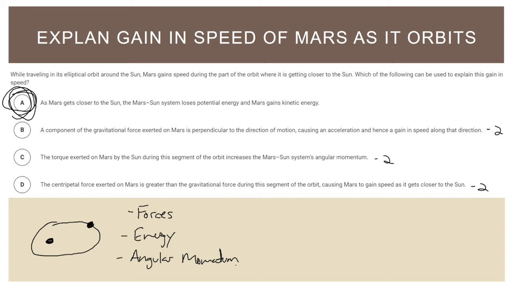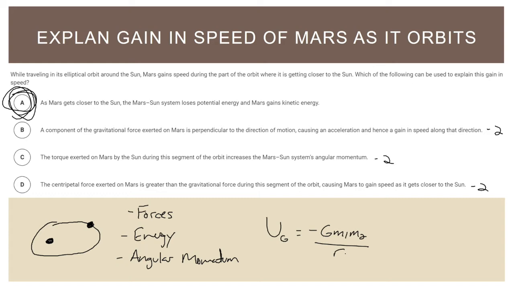So A is correct because it says, as Mars gets closer to the sun, the Mars-Sun system loses potential energy and Mars gains kinetic energy. Notice this is talking about a basic conservation of energy scheme. It is true for planetary systems that the best way to describe conservation of energy is this equation. You don't have to think of it this way because this way is a little confusing.